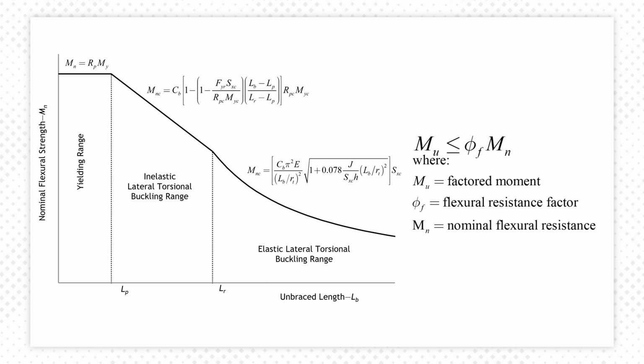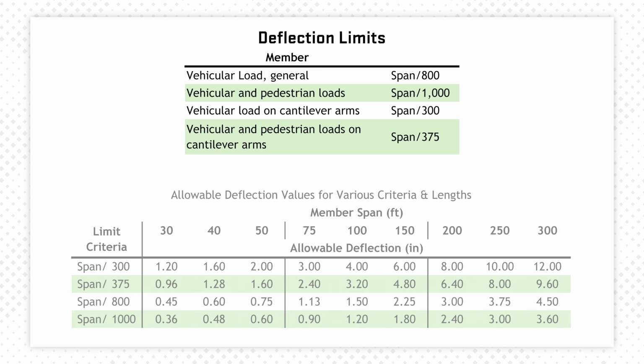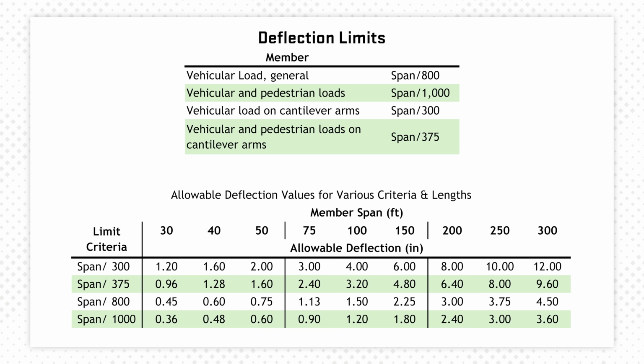AASHTO provides optional deflection criteria. The first part of this table provides these criteria for different load and member types. The second portion shows the allowable deflection for varying spans. Engineers use the live load portion of the Service I load combination.